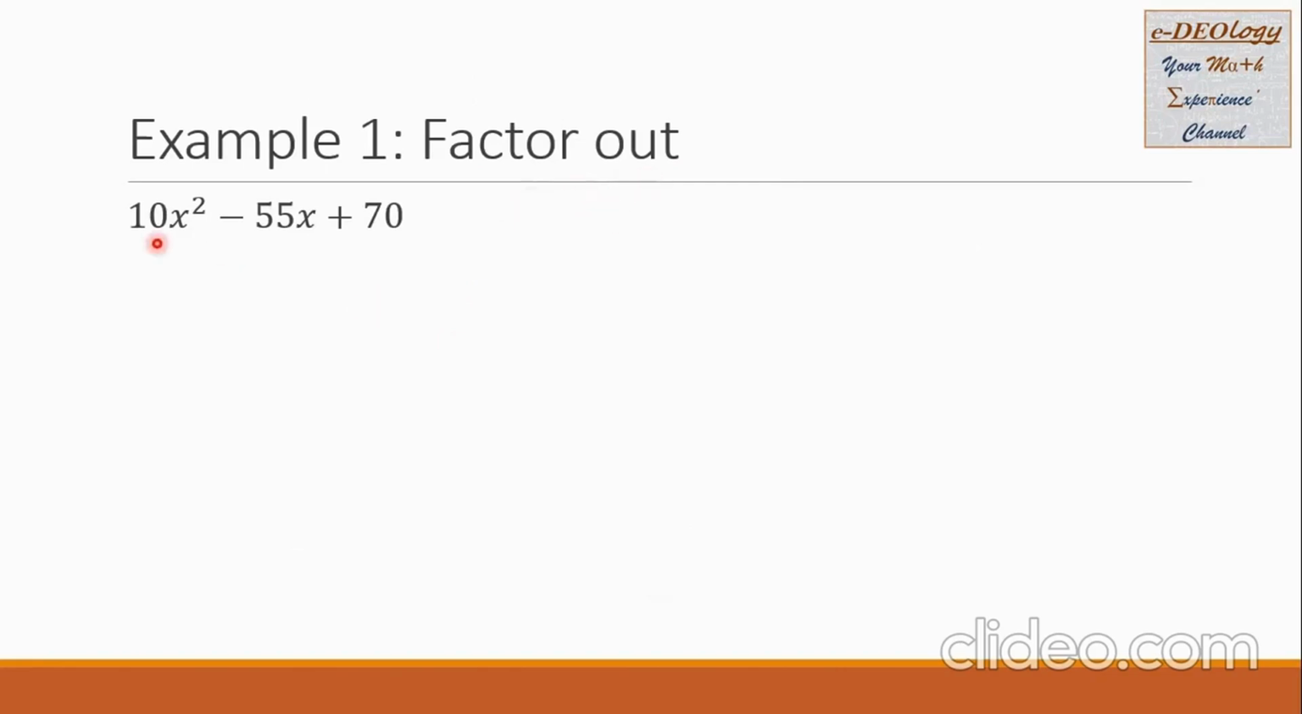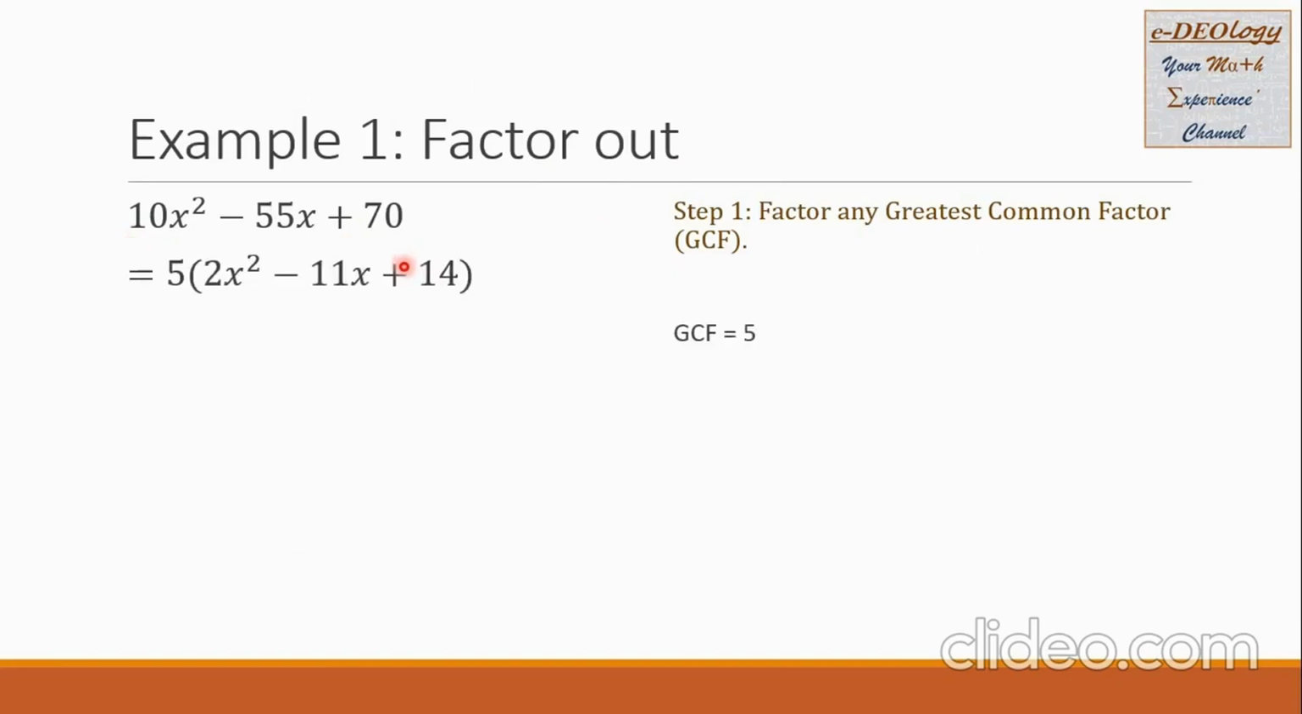Let us factor out 10x squared minus 55x plus 70. Step 1 says, let us factor any greatest common factor. For this trinomial, we can see that there is a common factor of 5. So we can factor out that number 5. So what remains in the first term will be 2x squared. For the second term, now becomes negative 11x. And the third term, 70, will become 14.